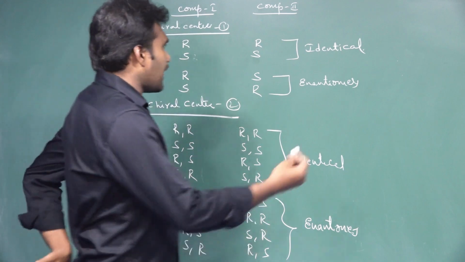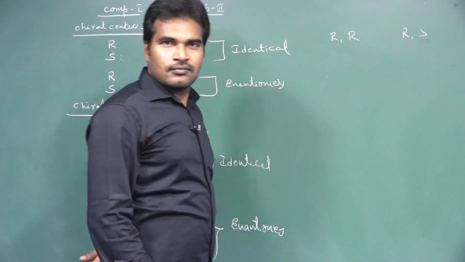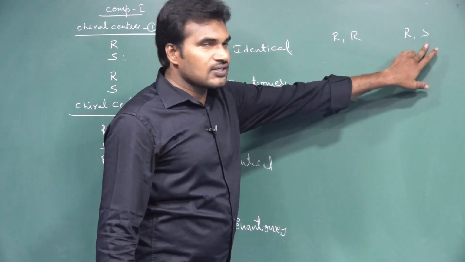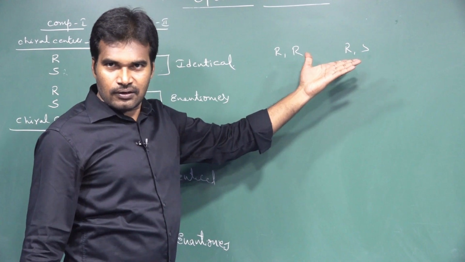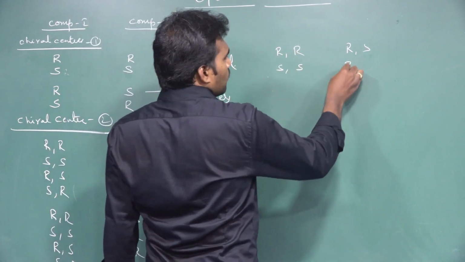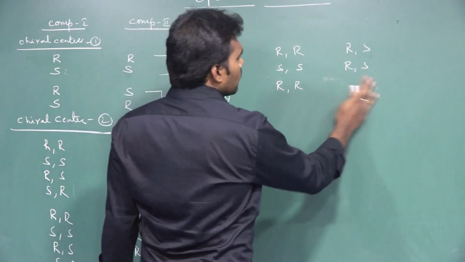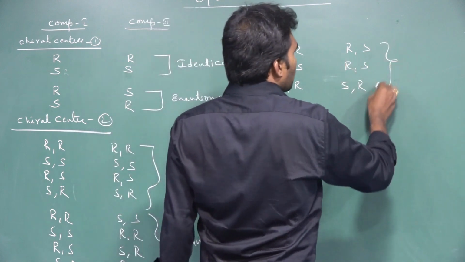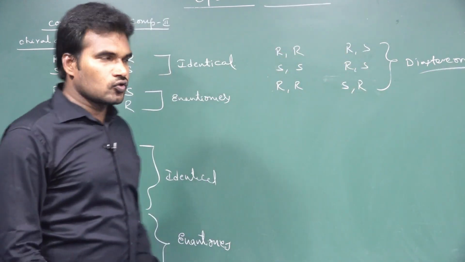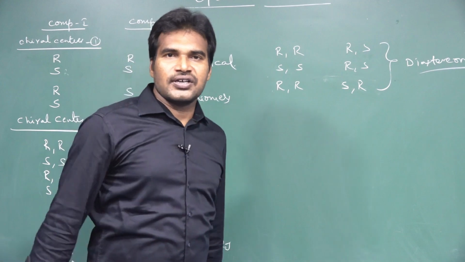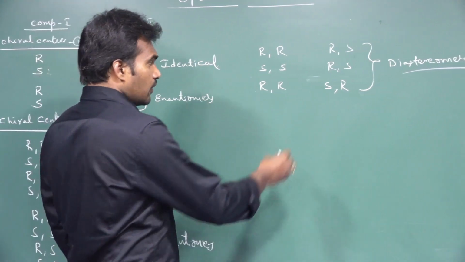Now diastereomers. The first compound is RR and the second compound is RS. If it were SS, it would be the enantiomer, and RR with RR is identical, but this is RS. They are not mirror images, first of all. Similarly, SS with RS, and RR with SR. So these all are diastereomers. By comparing the two compounds, we can differentiate them into identical, enantiomers and diastereomers. So that is the best way.